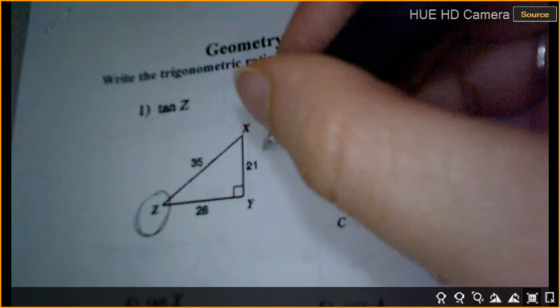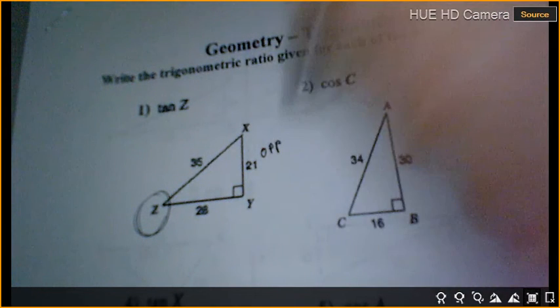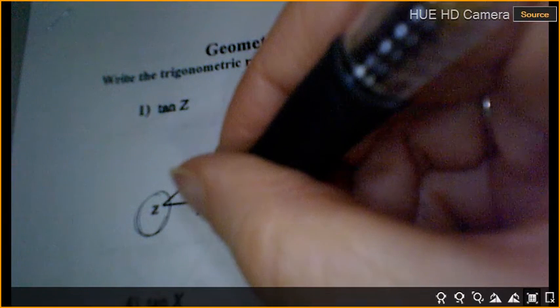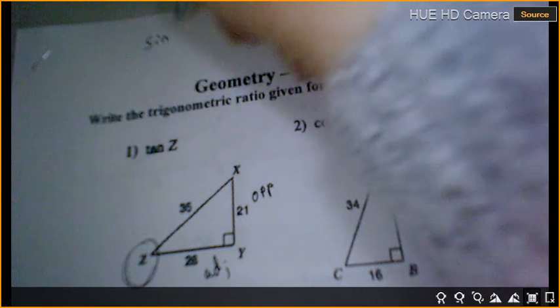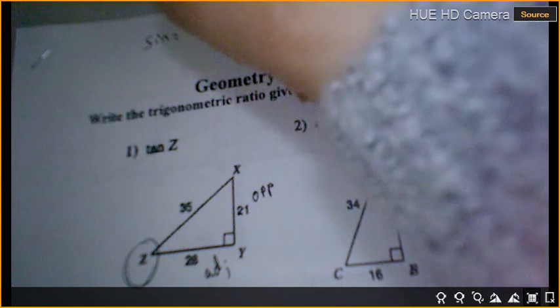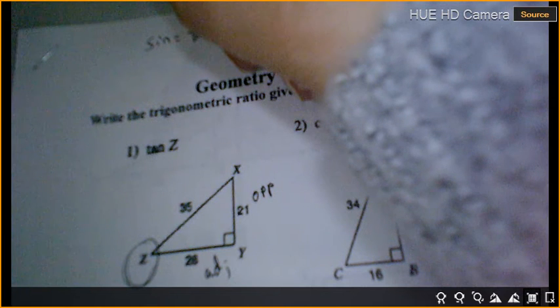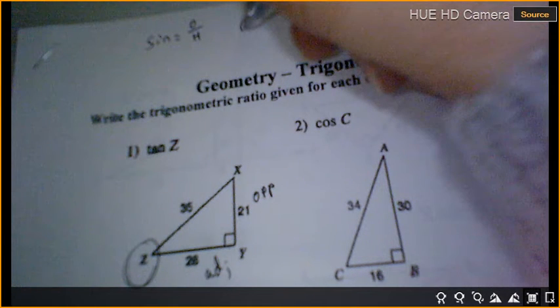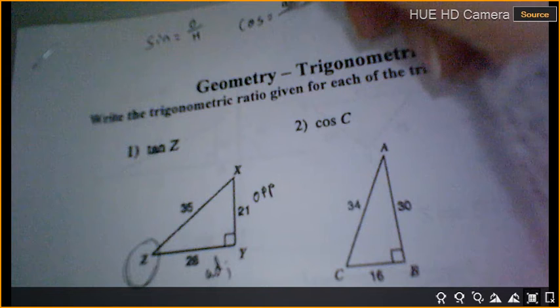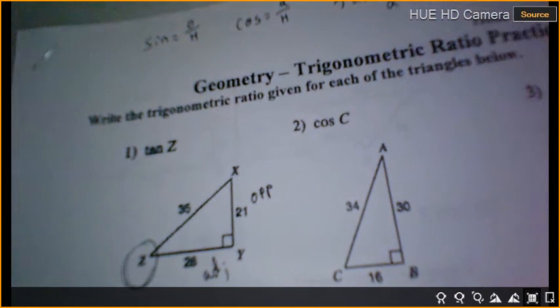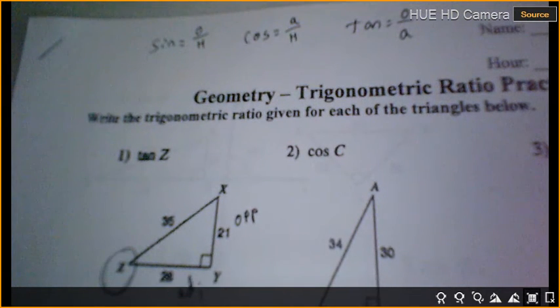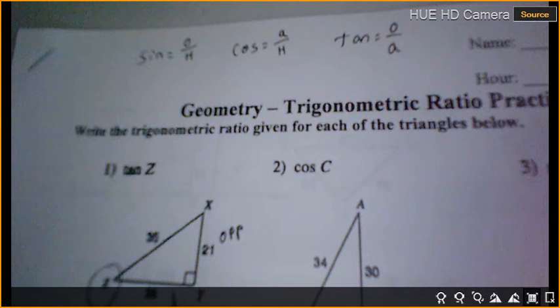So if we're looking at z, the opposite of z is 21. The adjacent of z is 28. And I might write these at the top. Sine equals opposite over hypotenuse, cosine equals adjacent over hypotenuse, and tangent equals opposite over adjacent. If you have those written down, you should be able to answer all 18 of these.